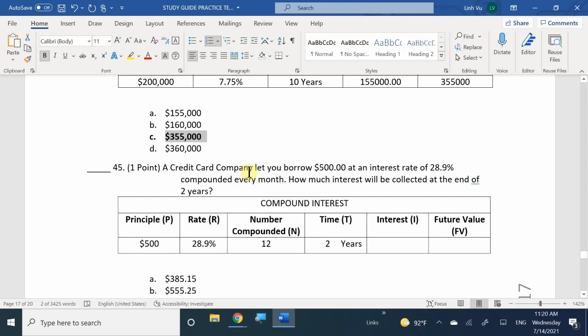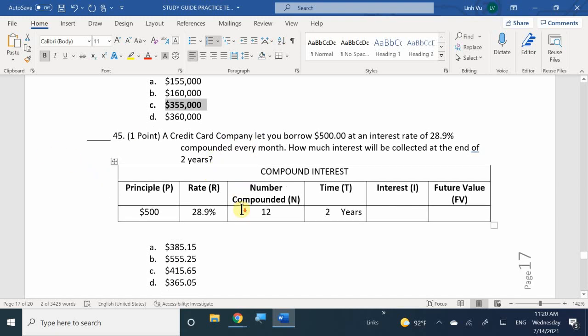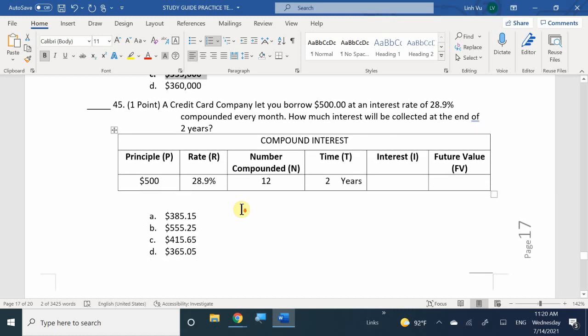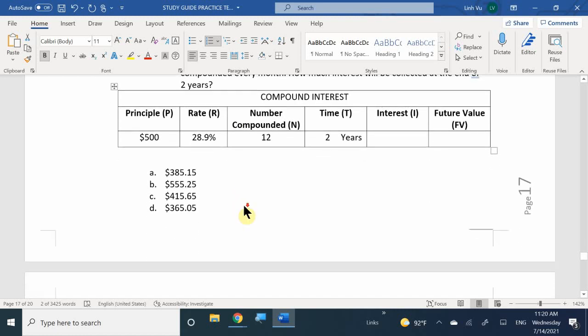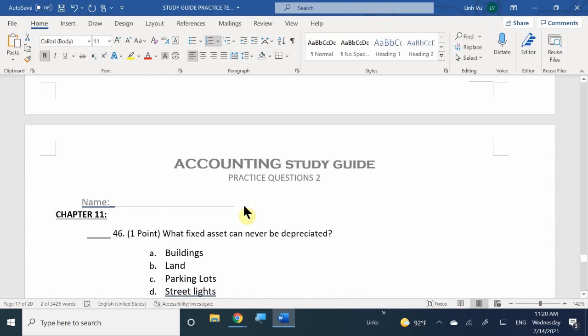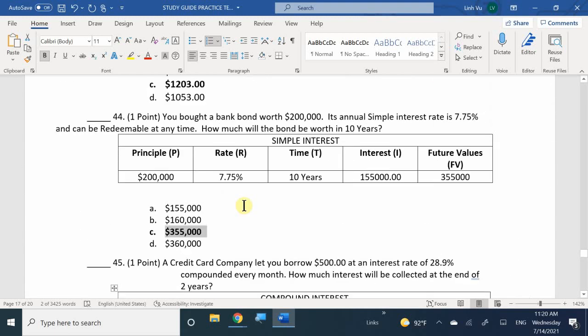In this case, I'm going to not have you do question 45 just for time's sake, and plus that's not going to be on the exam anyway, so we can skip over that one. Remember, you have to read the question carefully. It's not asking how much interest is going to be collected. It's asking what the bank bond is going to be worth in 10 years, so it's asking for future value. I will be asking that question on the exam.